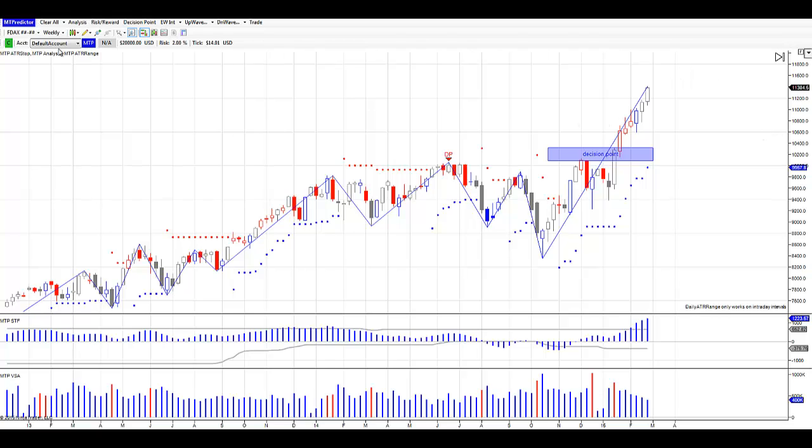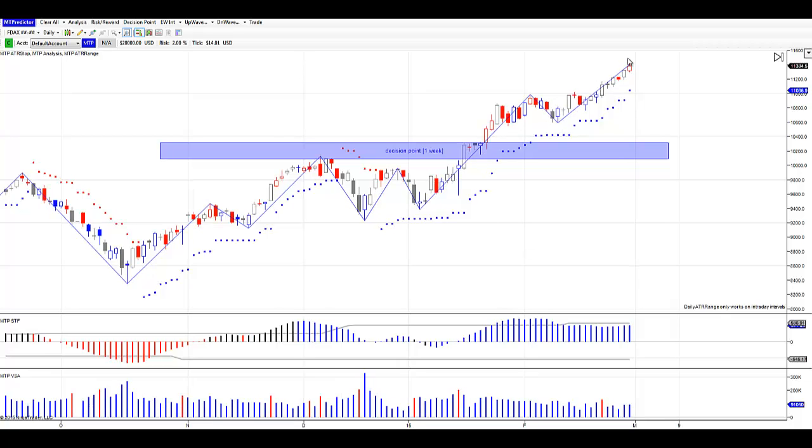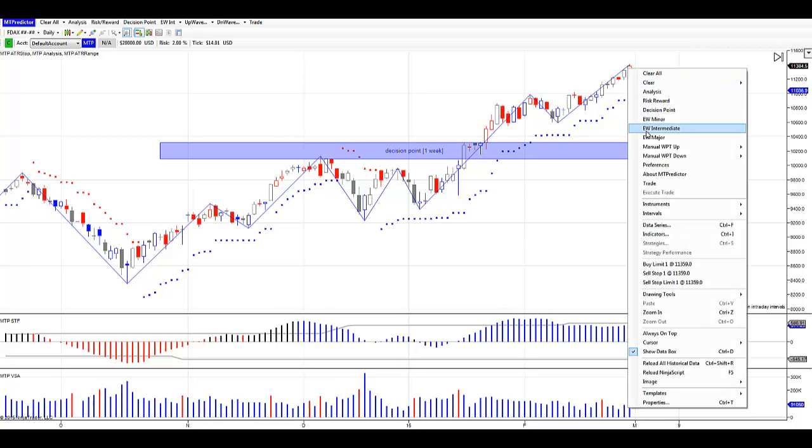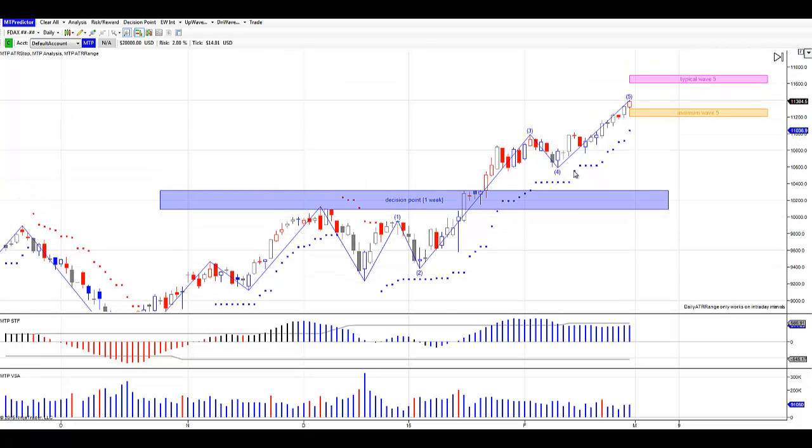This is the weekly chart here. If we look at the daily chart, I just wanted to point out here, you can see there's the weekly resistance that we've just blown through, but we also have unfolded here in a 5-wave pattern.